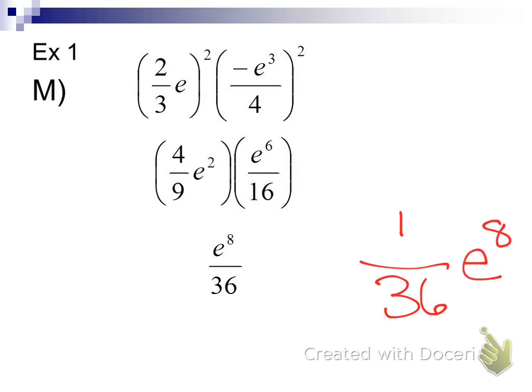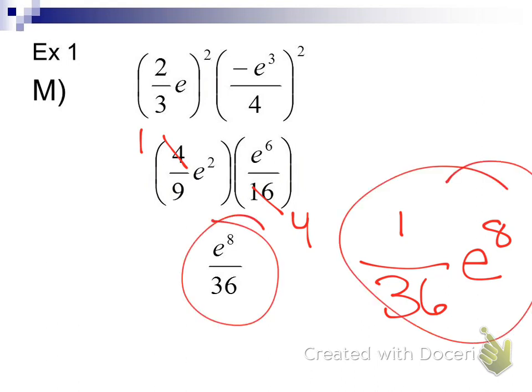The 4 and the 16 became a 1 and a 4. So this and this mean the exact same thing. This is the cleaner way to write it. This is also an acceptable form. It's kind of a personal preference.